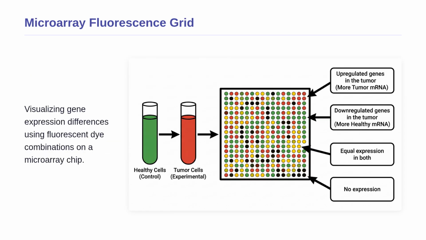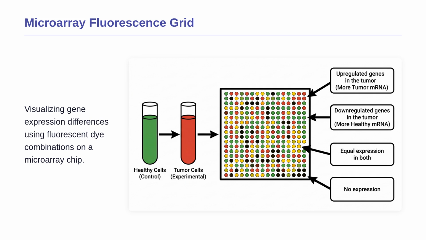Now that we have calculated the math, let us visualize the actual results on the chip. Here, we see a schematic of a microarray fluorescence grid. On the left, we have our healthy control cells, dyed green, and our experimental tumor cells, dyed red. When mixed and washed over the chip, they compete to bind to the spots. Look at the grid. A red spot means the gene is upregulated in the tumor. There was more red messenger RNA to bind.